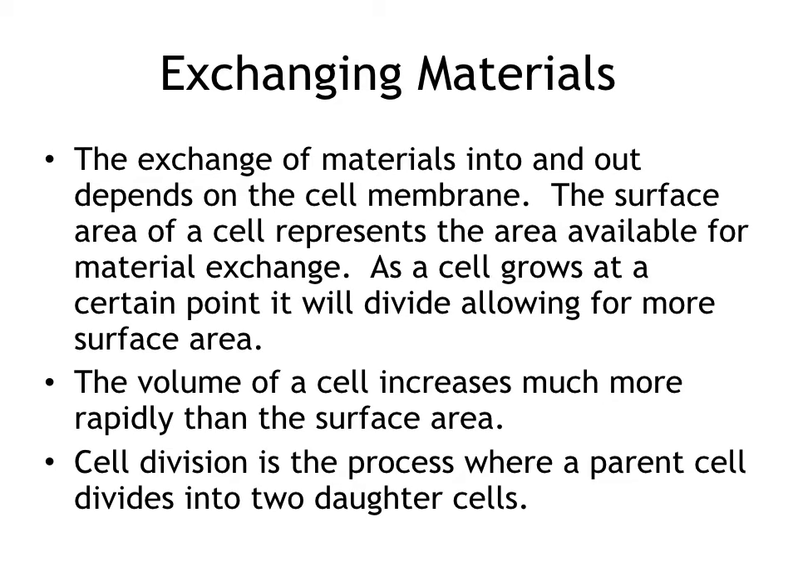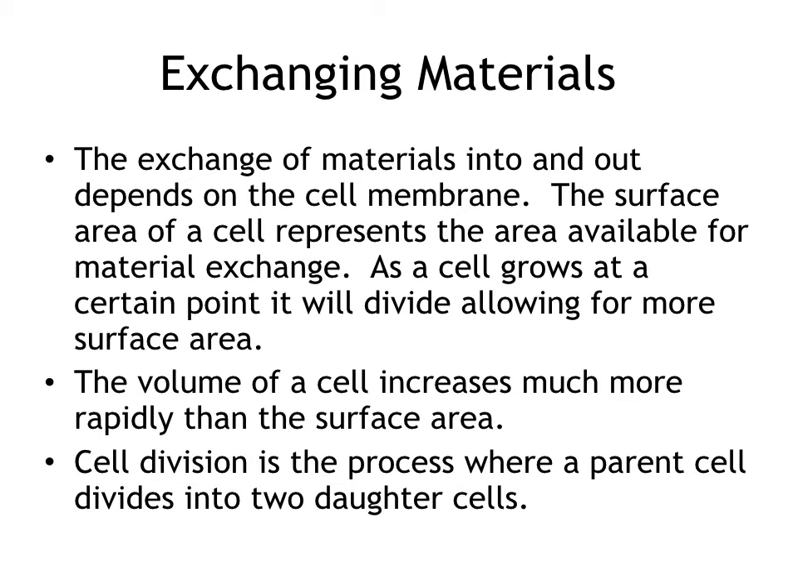Also, like I said before, the exchange of materials into and out of the cell depends on the cell membrane. The surface area of the cell represents the area available for material exchange. As a cell grows, at a certain point it will divide, allowing for more surface area. The volume of a cell increases much more rapidly than the surface area, and cell division is the process where a parent cell divides into two daughter cells.